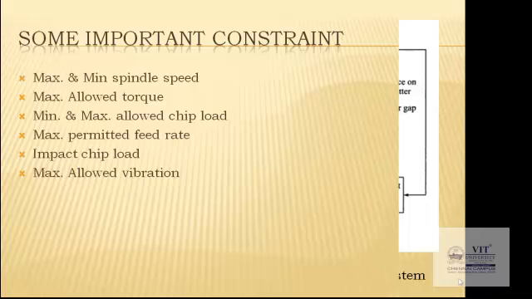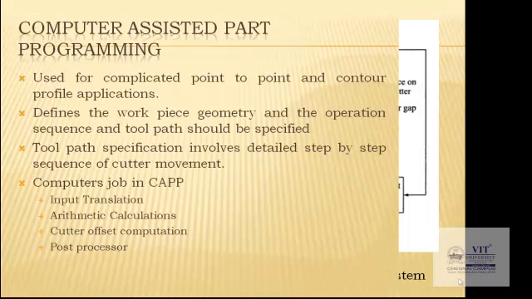Okay, impact chip load. In some cases a chip breaker is available. Suppose continuous chips are produced. In those cases we have to reduce the load on the workpiece to reduce the chip thickness. So chip load also you have to give, and also the maximum allowed vibration. These are all the constraint limits. Based on these limits, the value is set in the program and the program is executed for the constraint value. So this is the important constraint used in the ACC.